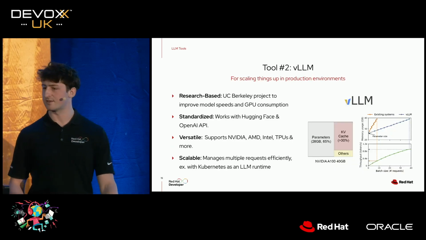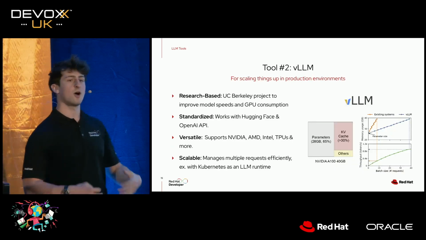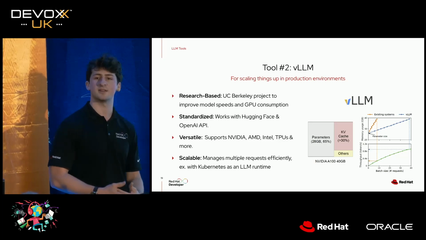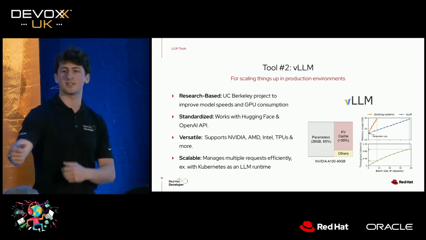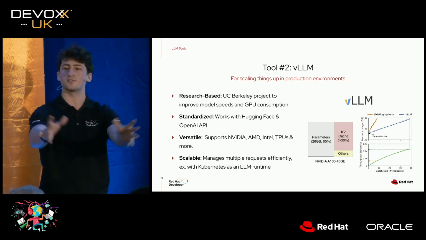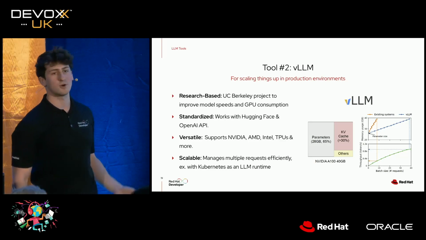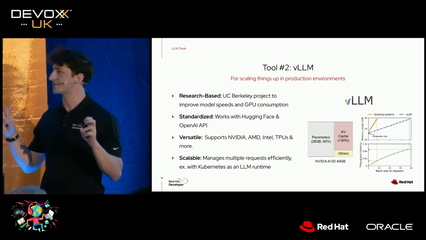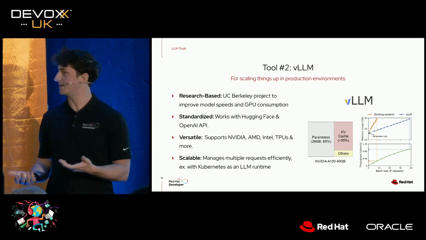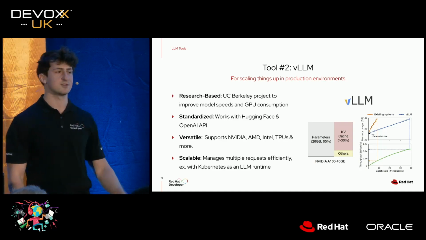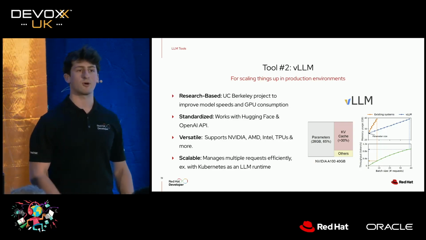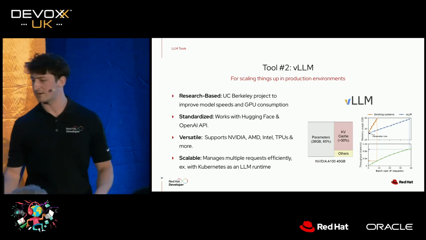Another tool that we're going to take a look at is vLLM, which is a way to scale things up. Because let's say you have concurrent requests and you want to do continuous batching from all of these users in your organization. vLLM is the open source de facto standard to run these in production, exactly. And so it's a UC Berkeley project for a wide amount of accelerators.